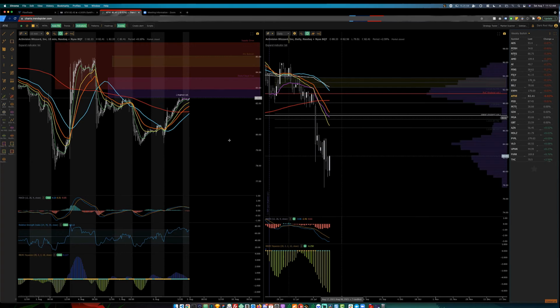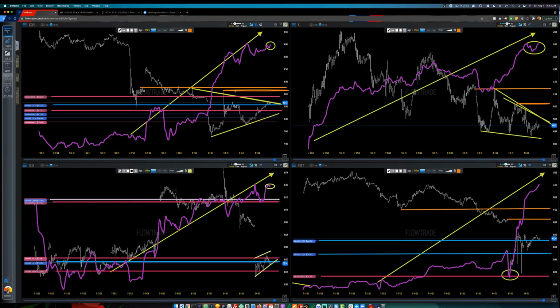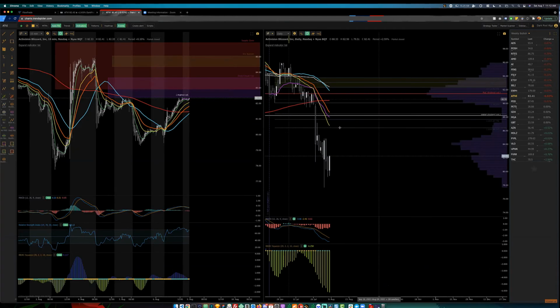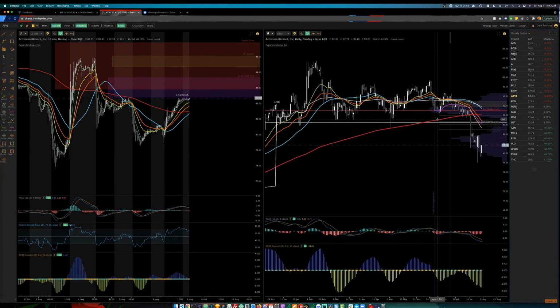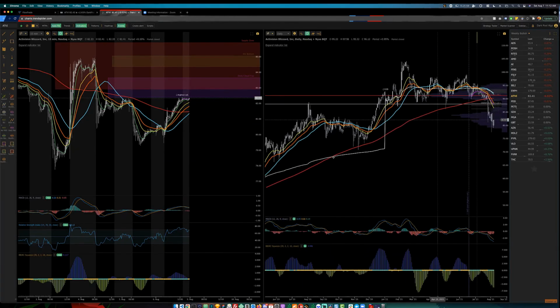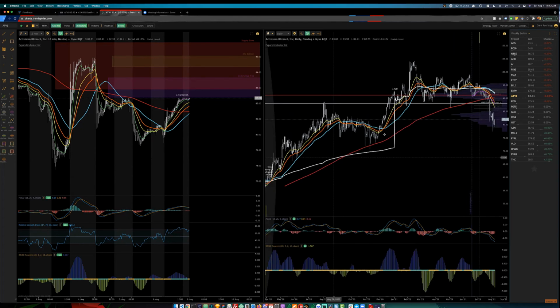Right. That looks like a lot of overhead resistance. I'm going to check the algo one more time. I don't believe the algo's got enough juice in it to get us through that. However, it might. I mean, stranger things have happened. This move here last December was pretty significant, right?